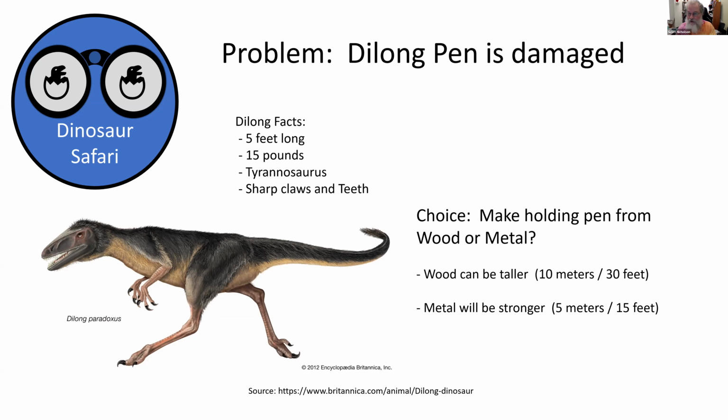Now, you're going to have to make a holding pen, and your first choice is, do you want to make that holding pen out of wood or out of metal? If you make it out of wood, it can be taller. It could be 10 meters tall. But if you make it out of metal, it's going to be shorter, but it's going to be stronger. So now in the chat, I want you to vote whether you want to make this pen out of wood or metal. Please type in the chat wood or metal now based upon what you would like to do.